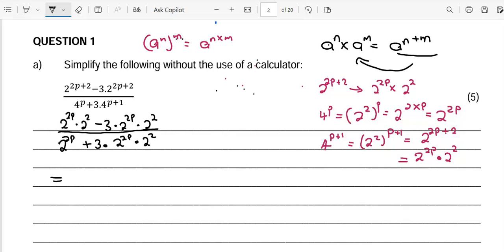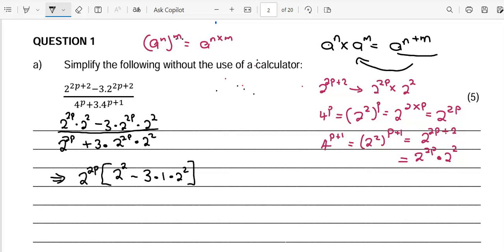So we have terms that are the same, which is 2 to the power 2, but it's best if we only take out 2 to the power 2p. I'll explain why we are taking out 2 to the power 2p as a common factor. Only this one, so that we can be left with what? I'll be left with 2 to the power 2 minus 3 times 1 times 2 to the power 2.